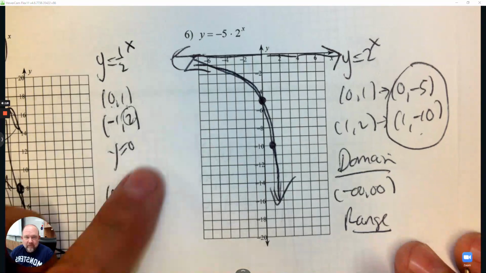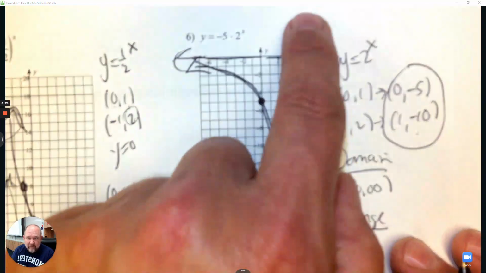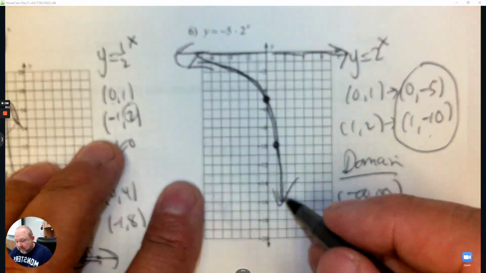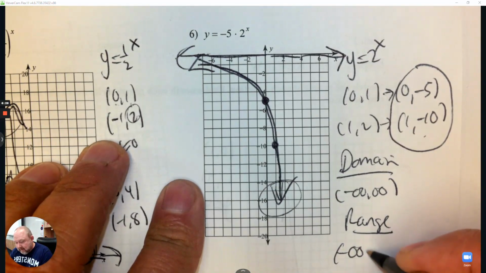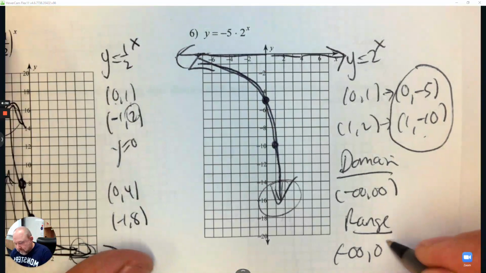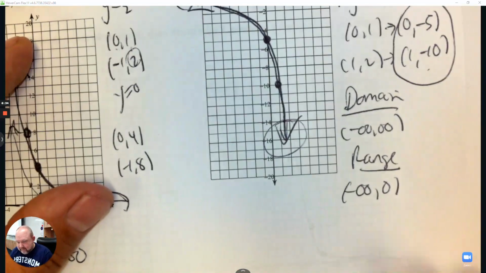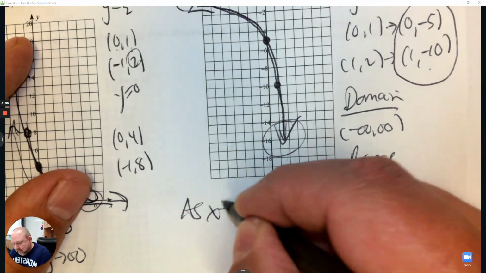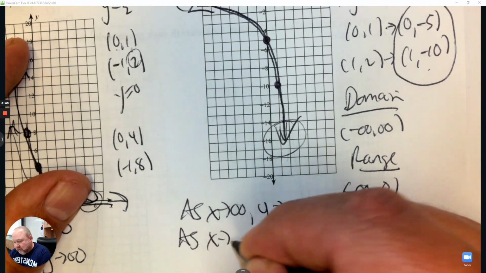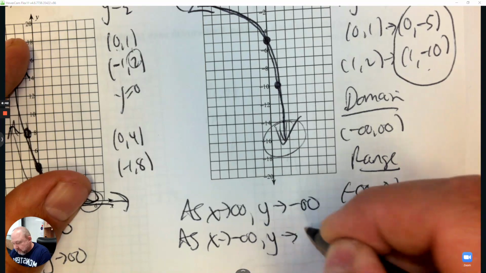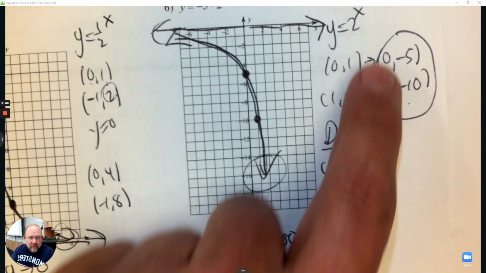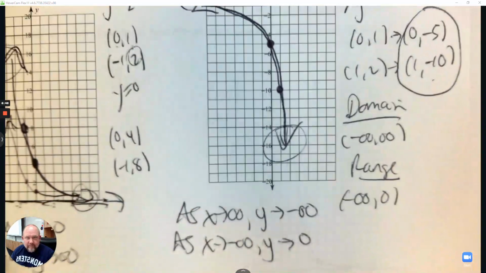Because there's been a reflection, this is now, instead of pointing up, the negative now makes the exponential point down. The bottom of the graph is negative infinity, and it goes up to the asymptote, which is 0. So be careful when it's been reflected. Then the end behavior. So the right end goes down, and the left end goes to the asymptote, which is 0. So know your end behavior, domain, and range. Know how to change the points and use them.